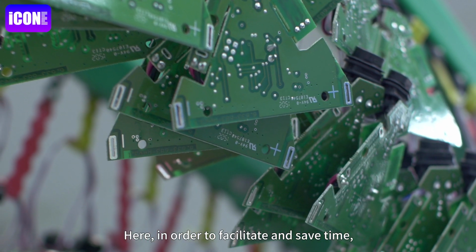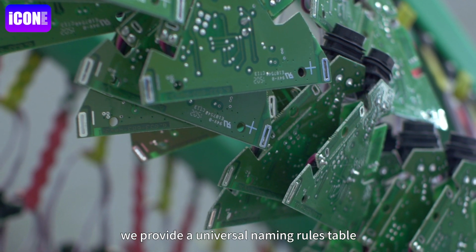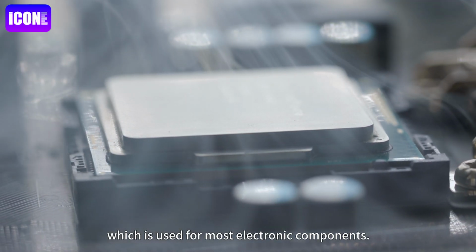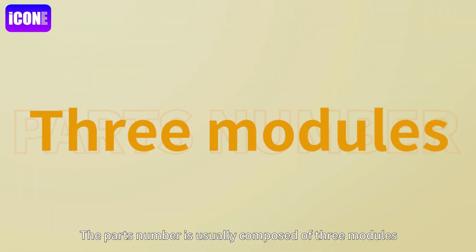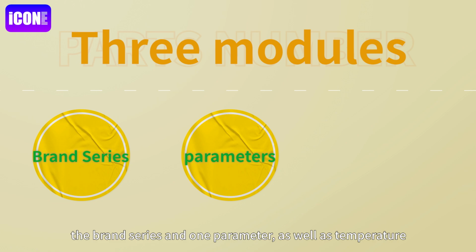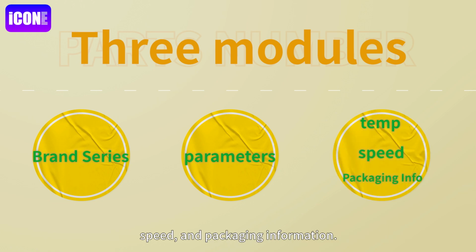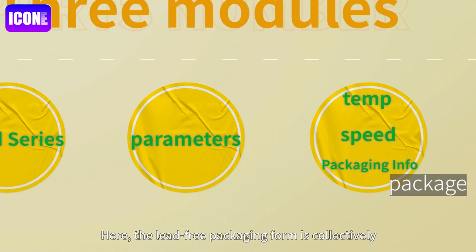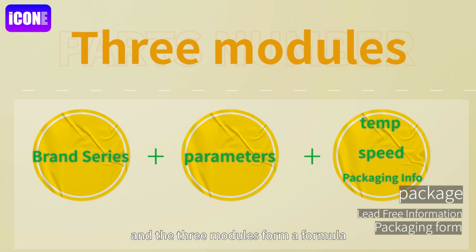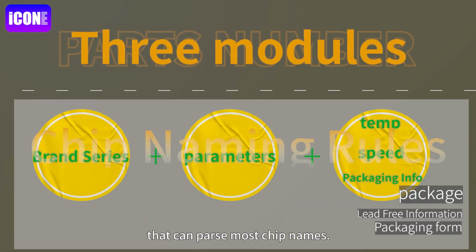Here, in order to facilitate and save time, we provide a universal naming rules table, which is used for most electronic components. The part number is usually composed of 3 modules: the brand series and 1 parameter, as well as temperature, speed, and packaging information. Here, the lead-free packaging form is collectively referred to as packaging information, and the 3 modules form a formula that can parse most chip names.